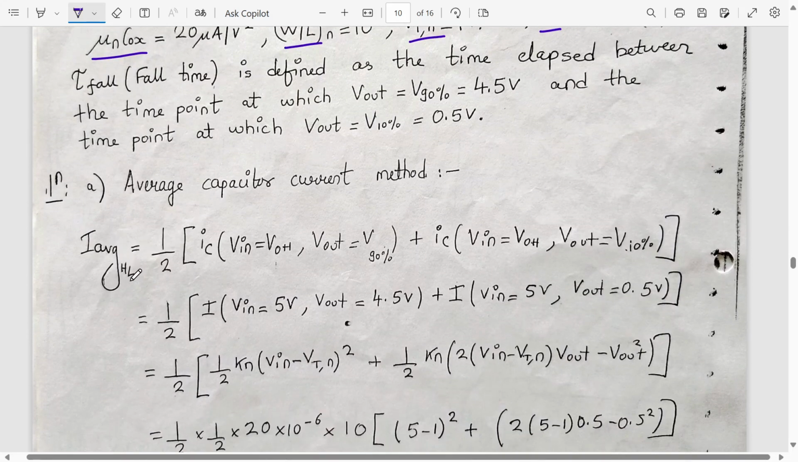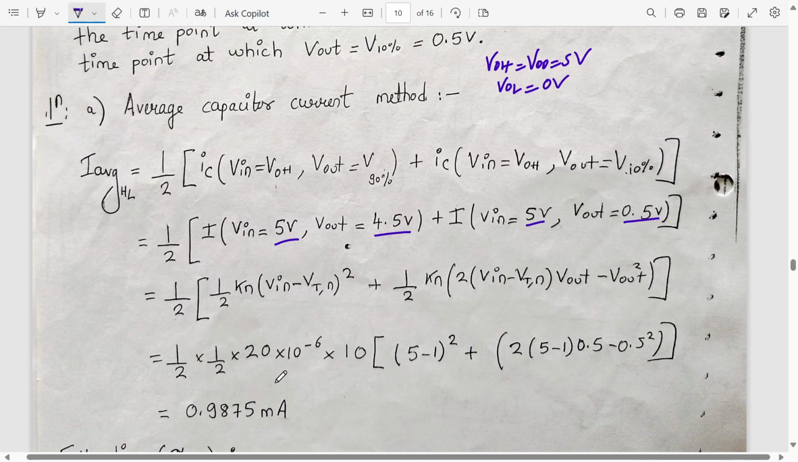So I average HL will be half of IC, the average value of the current when V in is high. V in is VOH, which is 5 volt, because for a CMOS inverter VOH is VDD, which is 5 volt, and VOL is 0 volt. So this is 5 volt when the output has reached 90% of the value, that is 4.5, and when the input is 5, the output has reached 10%, that is 0.5, so from 4.5 to 0.5. We need to find this thing.